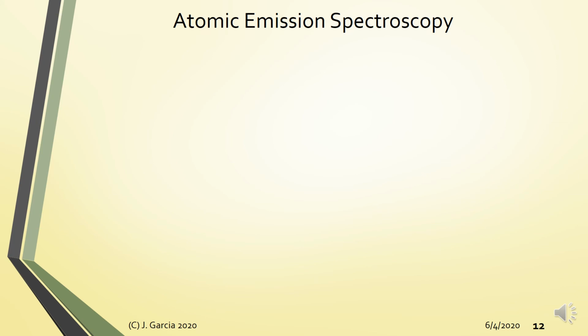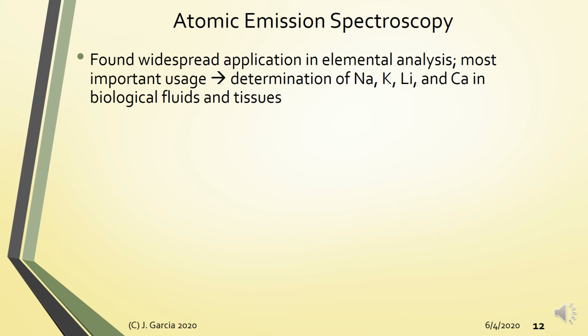Now for atomic emission spectroscopy, this found a widespread application in elemental analysis. And most importantly, for the determination of sodium, potassium, lithium, and calcium. All of these are easily ionizable elements. So yun yung main problem nila with atomic absorption. They get ionized easily. But with atomic emission, during the ionization step, they emit radiation, and it's the signal that we measure for this technique.